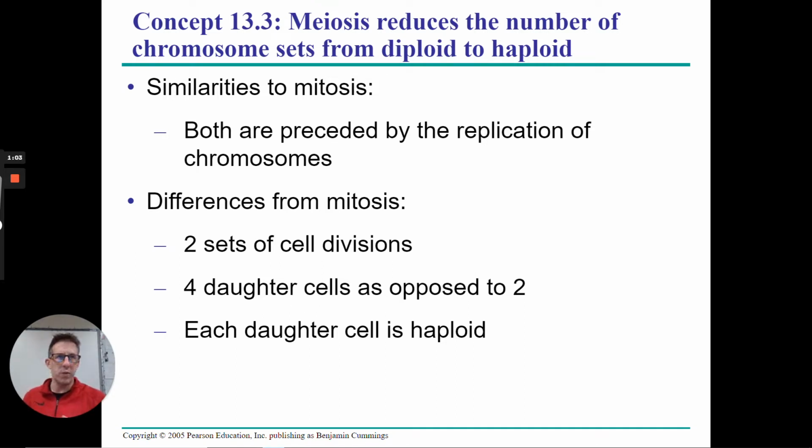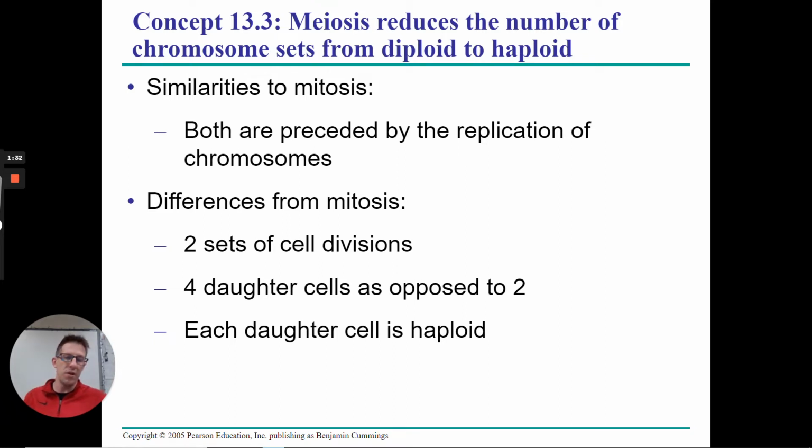Not only that, but some of the same events in meiosis are actually named exactly the same as in mitosis. We'll see separation of sister chromatids. We'll see separation of genetic material, if you will. Genetic material will be packaged into separate cells at the end. But as far as the similarities, that's really about it. There are substantial differences from mitosis.